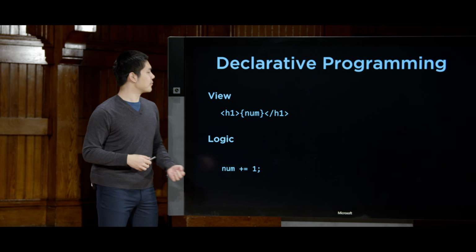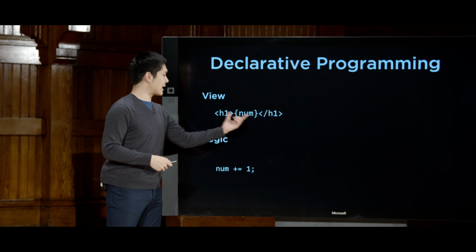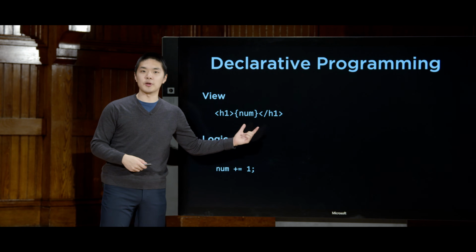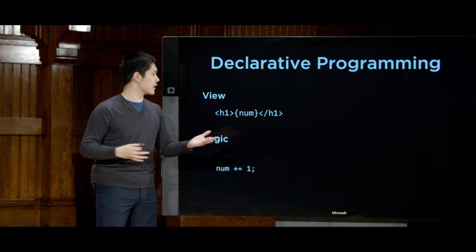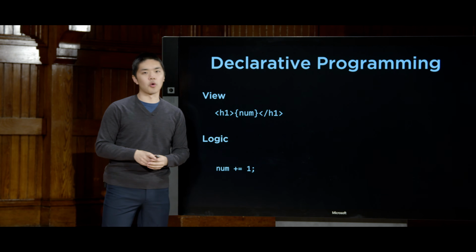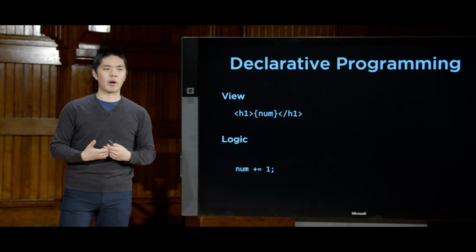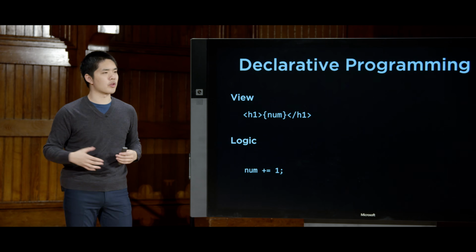And the effect of that is that since we have declared that inside of this heading, it should be whatever the value of the number is, when we increment the value of number, React is effectively just going to update the view so that the number updates as well. And so this will be some of the power that React gives us.